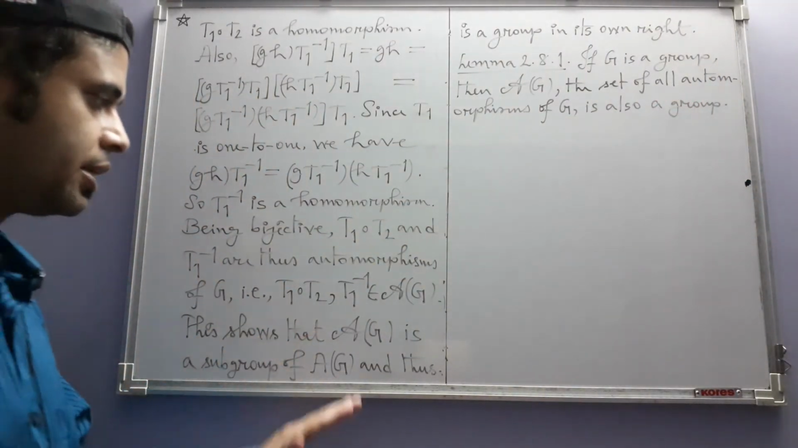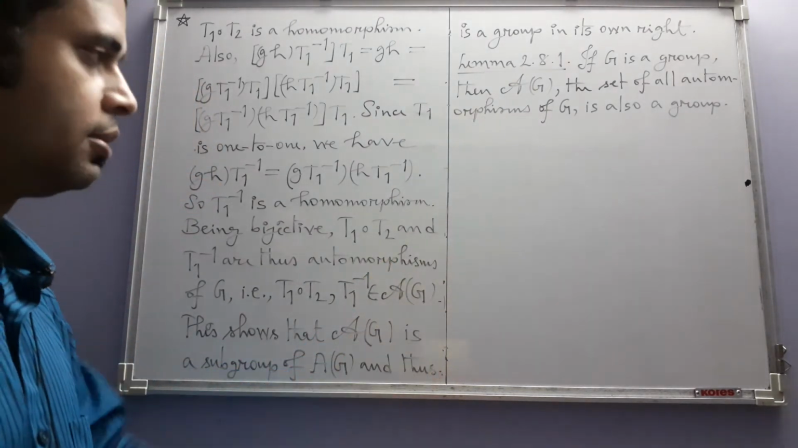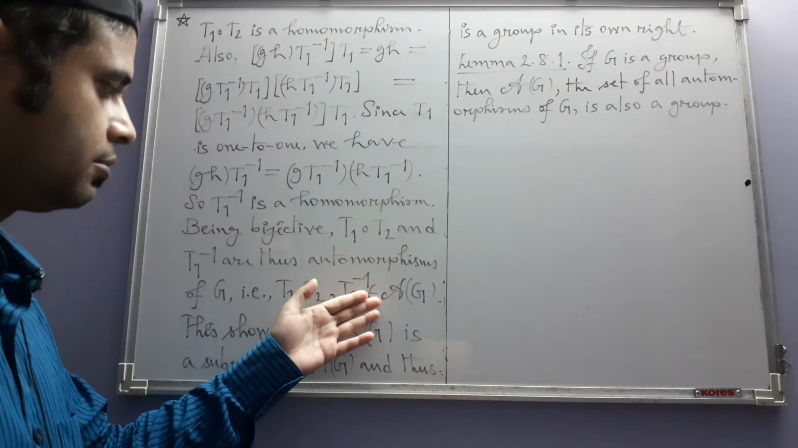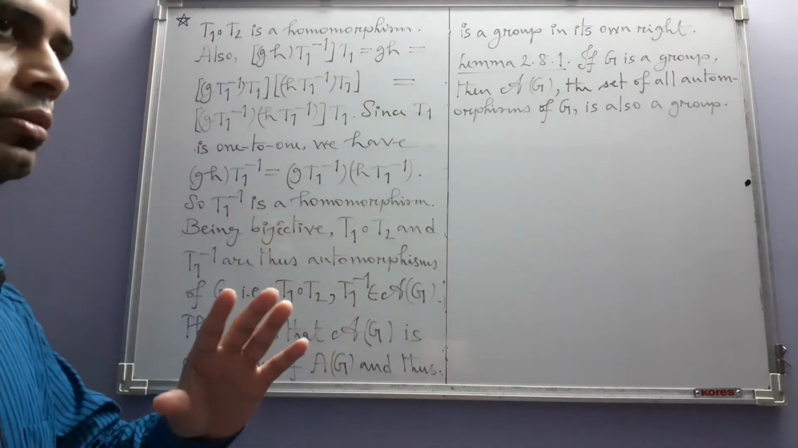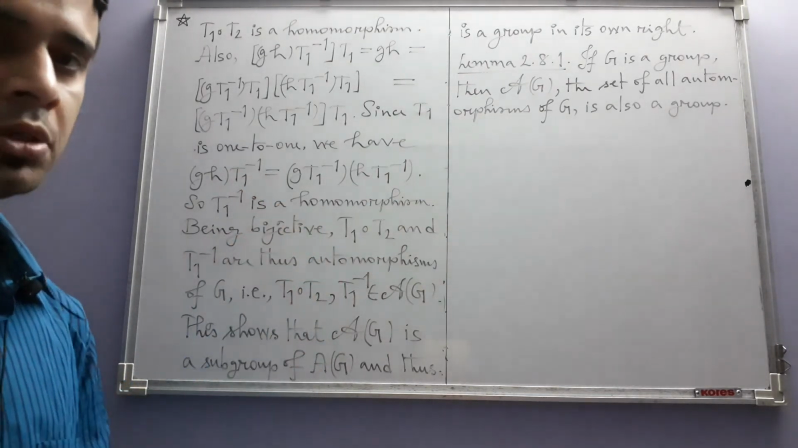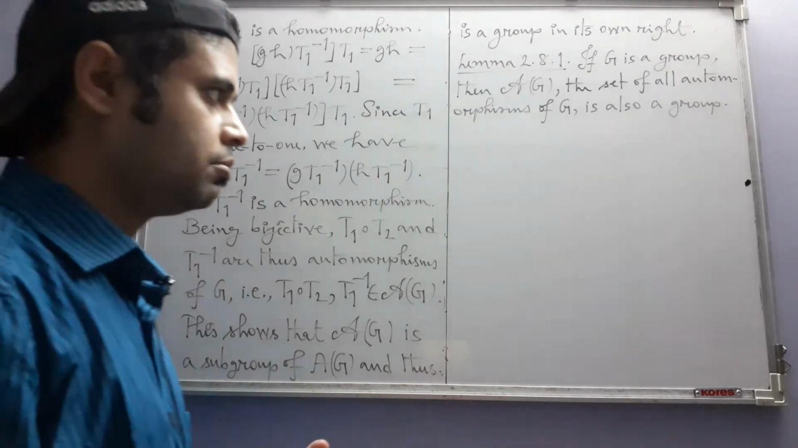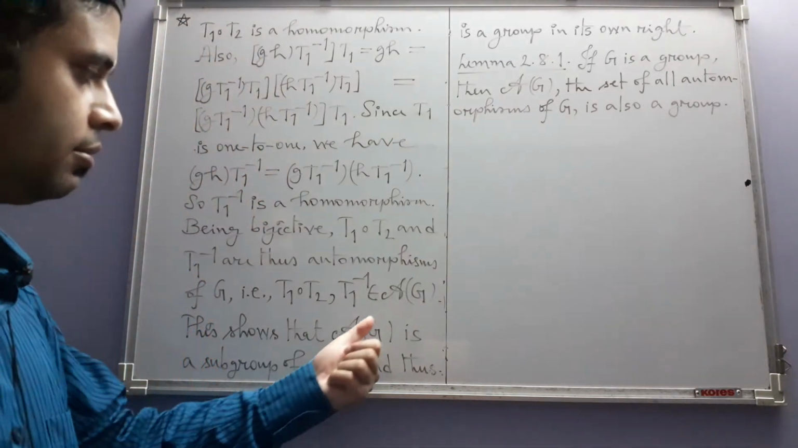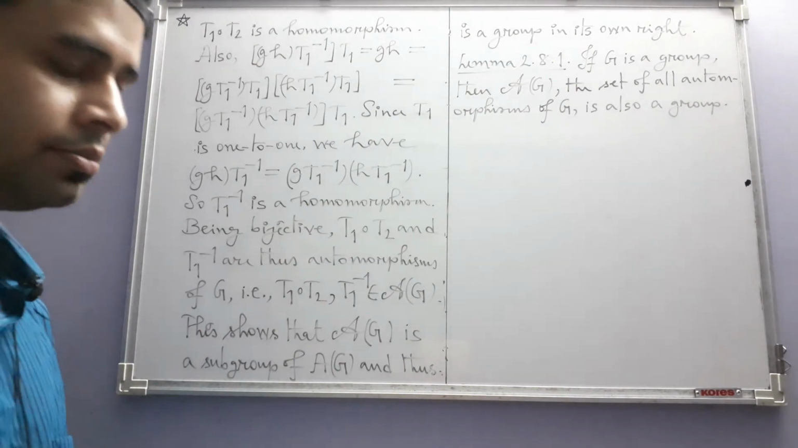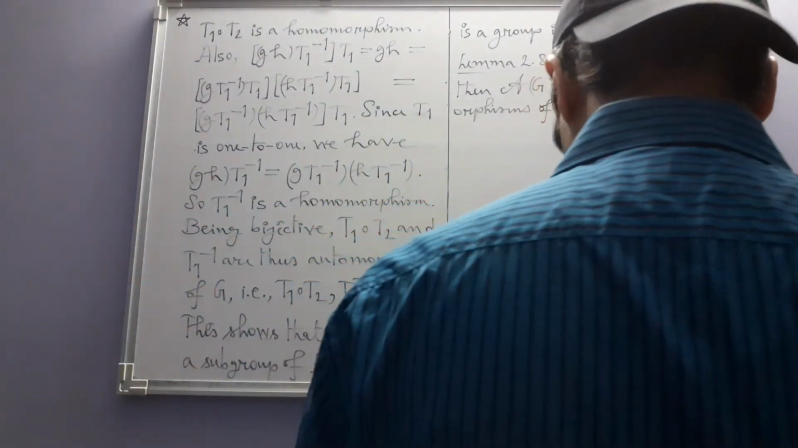So we have just managed to show that the set of all automorphisms of a group itself is a group under composition of mappings, and we have so far shown that in that group we always have the identity automorphism, but that is clearly not something very interesting. We now want to know whether other automorphisms also exist. So that is the next inquiry.